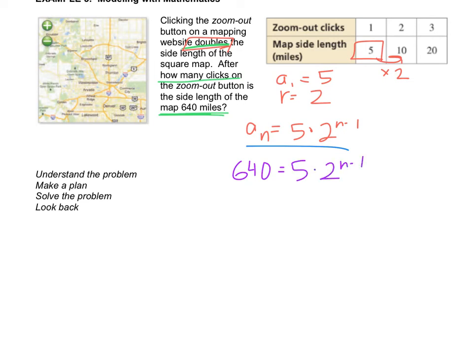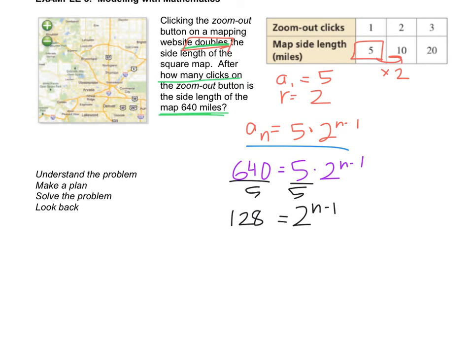So the way that you do this is you first freak out, and then after you stop freaking out, you just do your order of operations in reverse order. So I'm going to divide by 5. So I get 2 to the n minus 1 equals, that is 128. And then I need to figure out what power of 2 is 128?